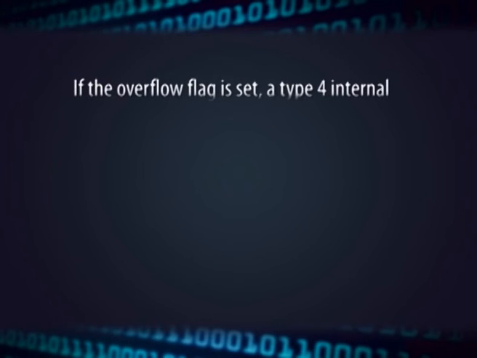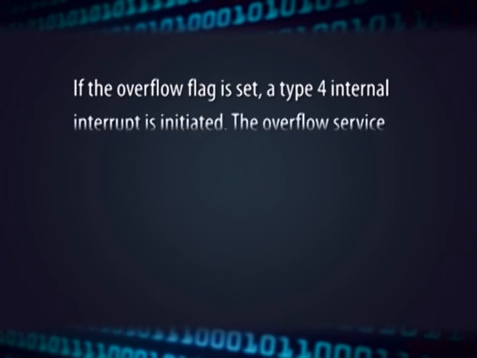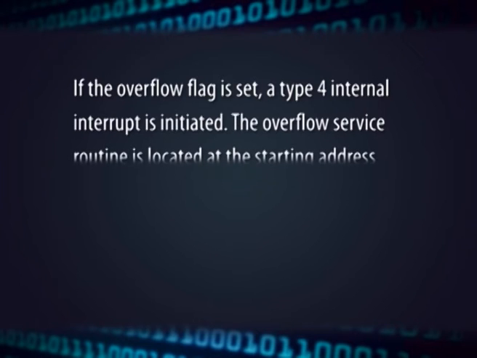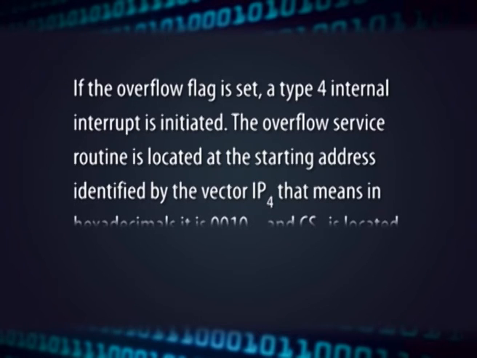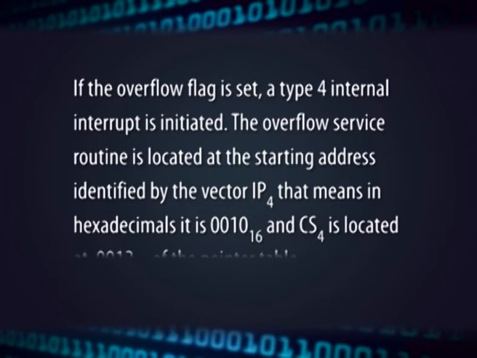This instruction must be included after arithmetic instructions that can generate an overflow condition, such as addition and subtraction. And it tests the overflow flag. If the overflow flag is set, a type 4 internal interrupt is initiated. The overflow service routine is located at the starting address identified by the vector IP4, that means in hexadecimal it is 0010, and CS4 is located at 0012 in hexadecimal of the pointer table.